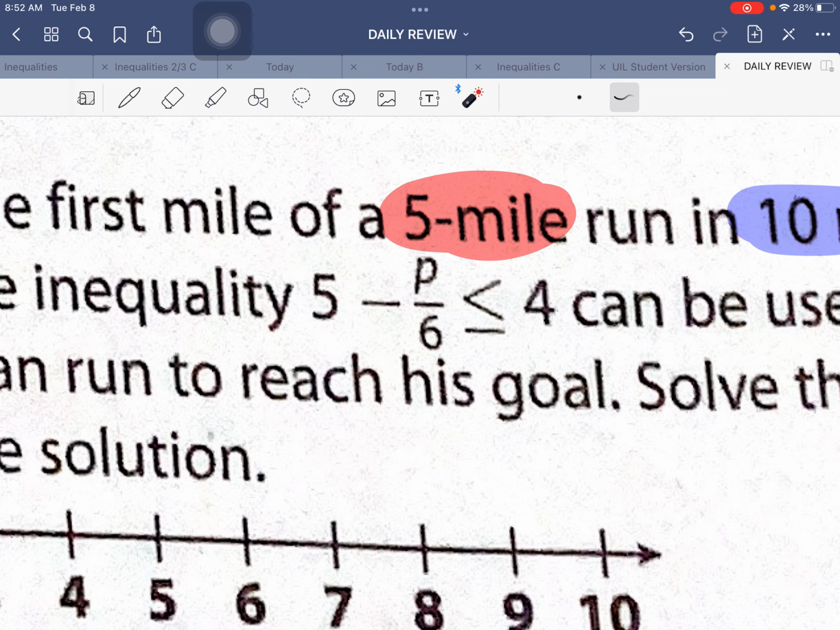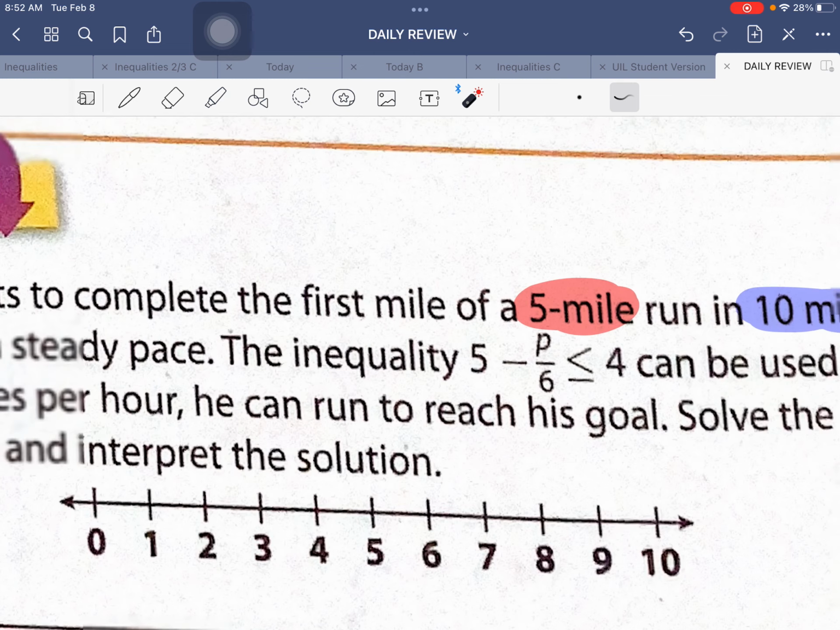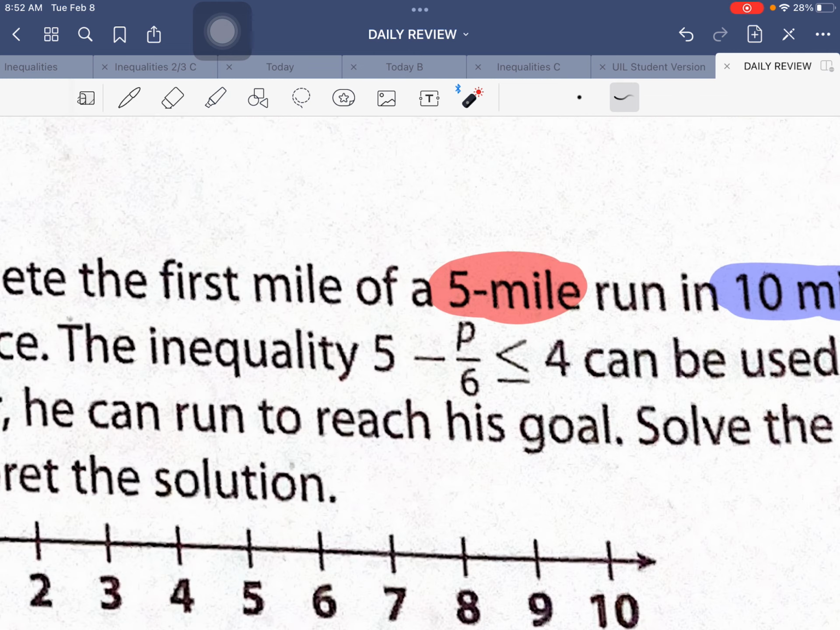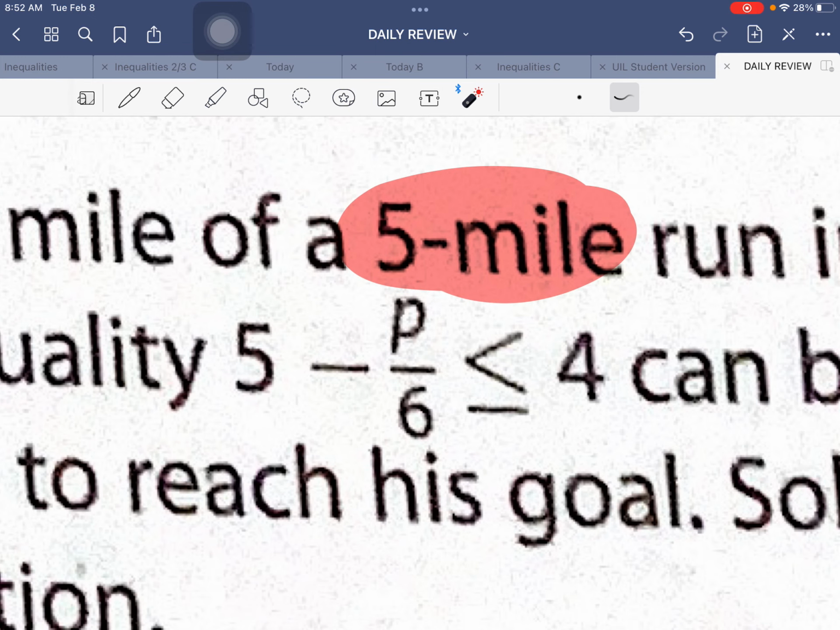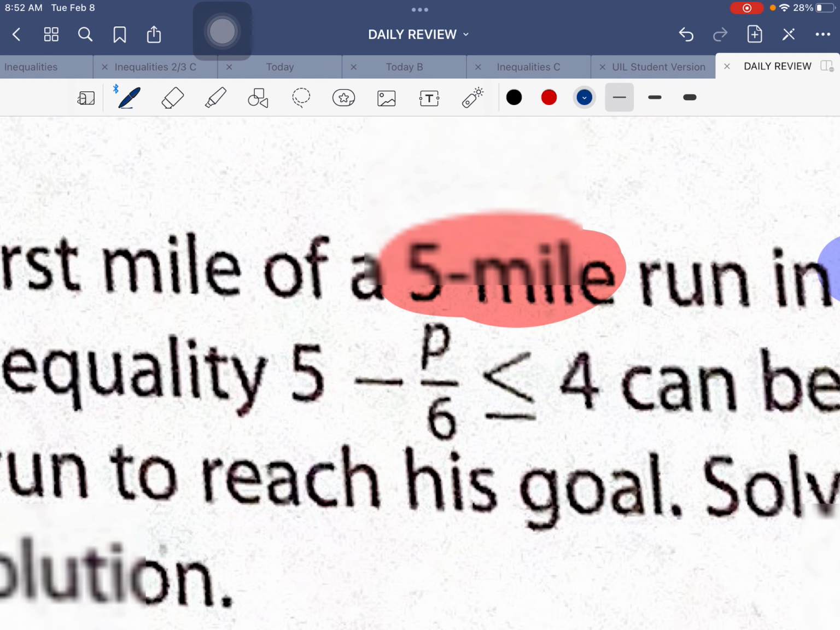I owe you candy. Now, the inequality 5 minus p over 6 is less than or equal to 4. What are the p and the 6 doing? Dividing. So they're dividing each other. Take that into consideration, please. And the total is 4.